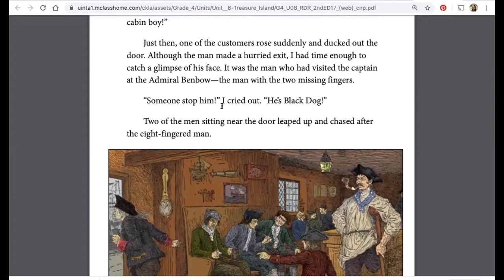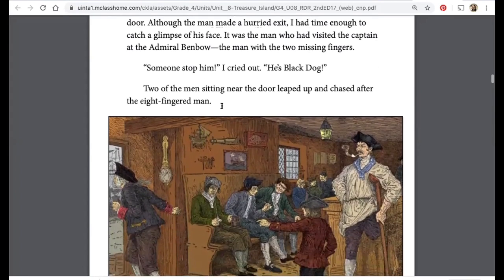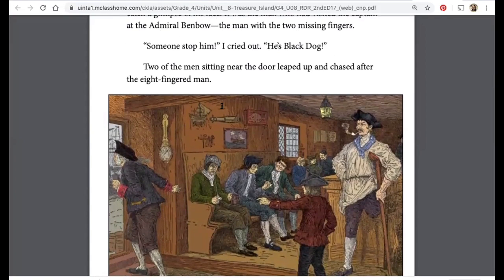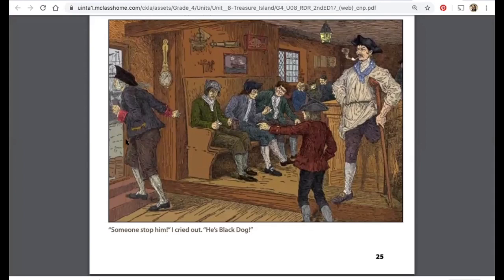Someone stop him, I cried. He's Black Dog. 2 of the men sitting near the door leaped up and chased after the 8-fingered man. Remember, 5 fingers plus 3 fingers is 8, because he's missing 2 on the other hand. So there he goes.